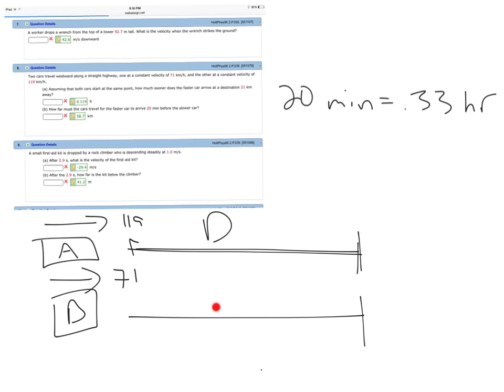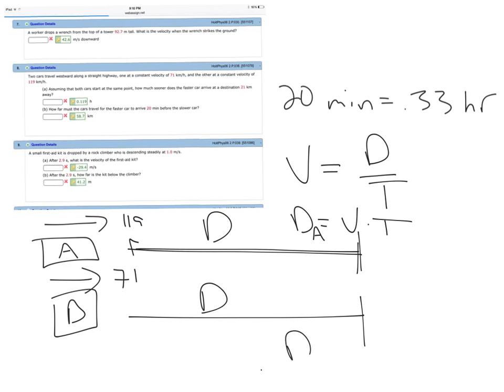So since the distance is the same, think about my equation for velocity, which is distance over time. I know both cars are going to travel the same distance. So if I set this up as distance equals v times t, I can say the distance car A travels and the distance car B travels must be equal, right? And so I can set these equations equal to each other. So I've got v of car A times t equals v of car B times t.